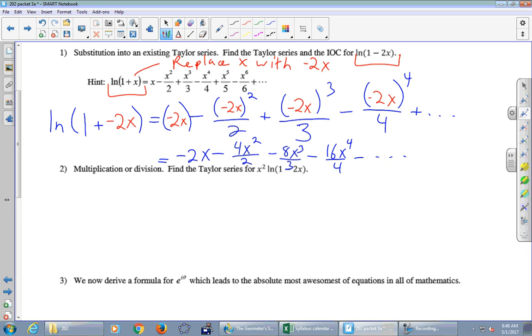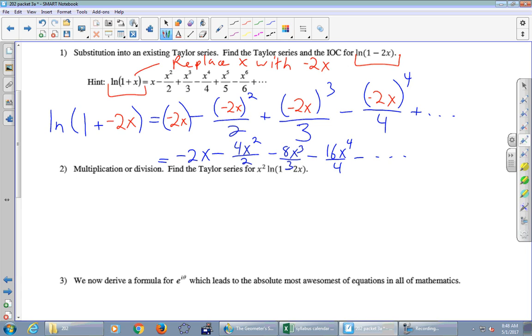And if you had done the regular process, which means like half a dozen derivatives and then plug in and divide by the factorials and simplify, you'd have gotten exactly that. But goodness, this is a whole lot easier, isn't it? So sometimes you can build the new series based on one that you've already created.